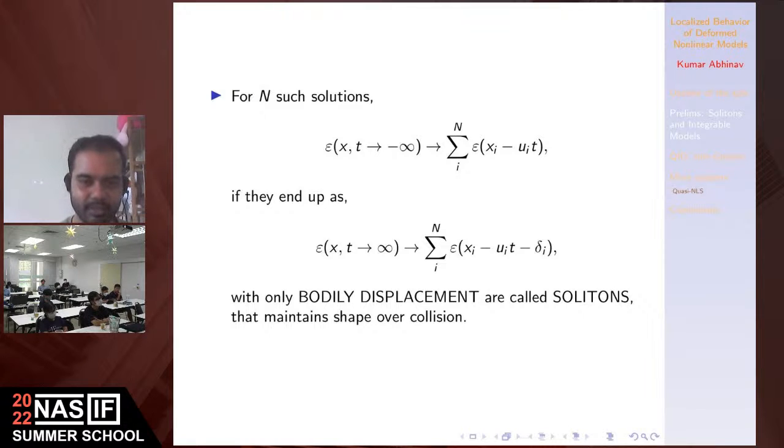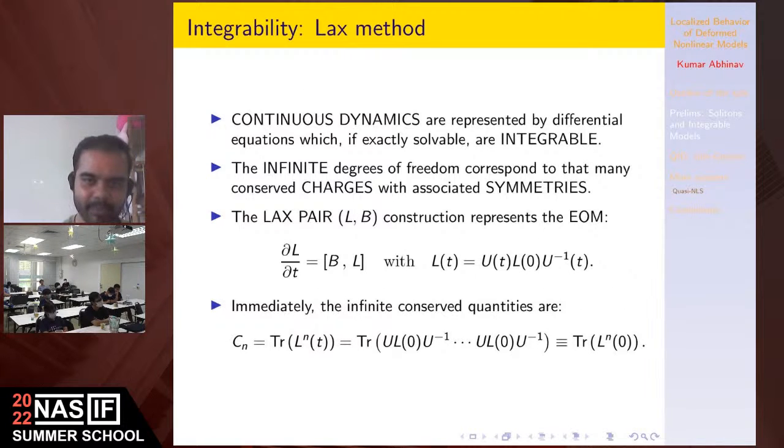So these are actually solitons. That's how we interpret soliton robustness in terms of energy. They maintain shape over collision, and they are localized. So what happens in these nonlinear systems?